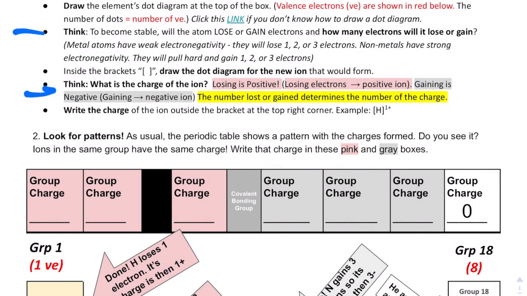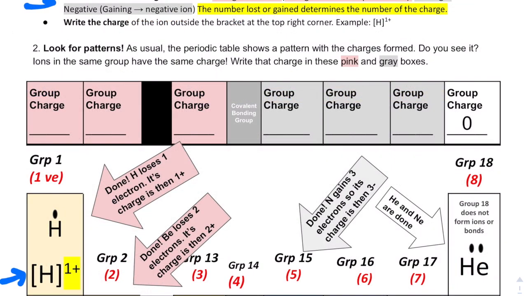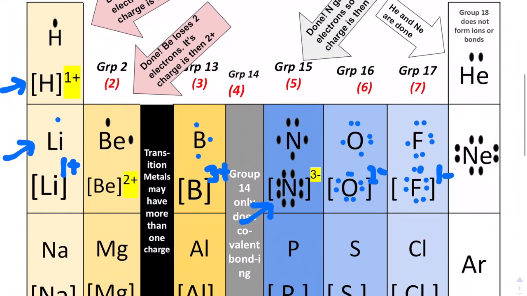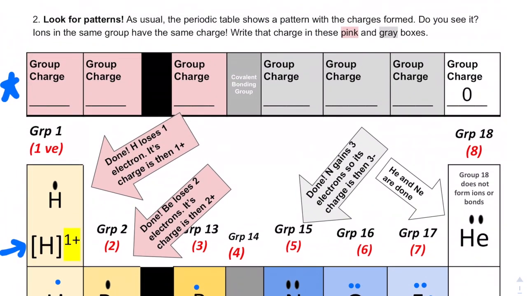Let's look at number 2 now. Look for patterns. As usual, the periodic table shows a pattern with the charges formed. Do you see it? Ions in the same group have the same charge. Write that charge in these pink and gray boxes. So these boxes up here are labeling the group below them. And if I look at group 1, I see that H has a 1 plus charge. I see lithium has a 1 plus charge. And you hopefully saw that Na also has a 1 plus charge. So I'm going to put up here 1 plus for that group. Finish this off and submit it to 6.4. If you need more help, remember to talk to your teacher about office hours.